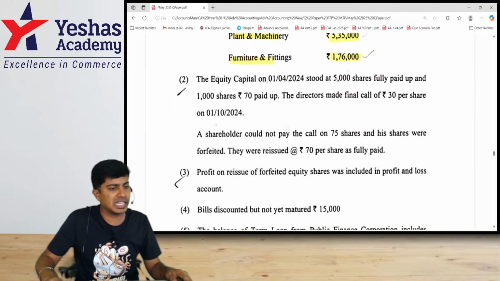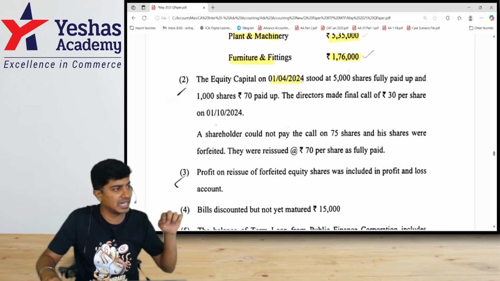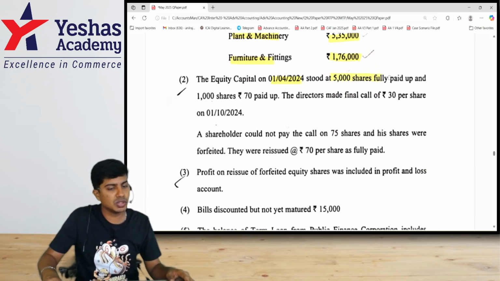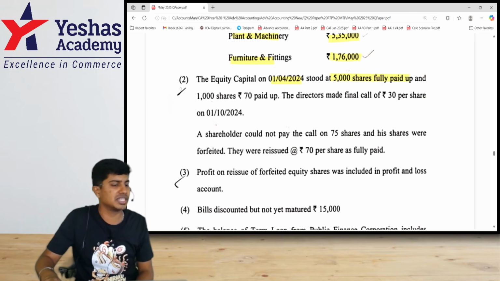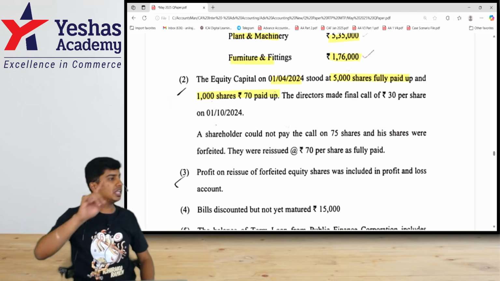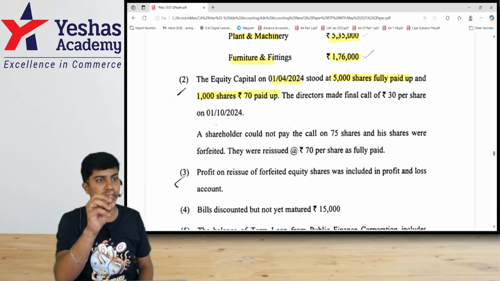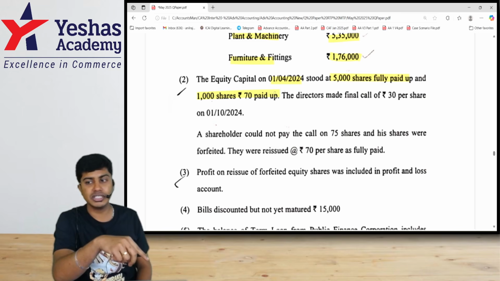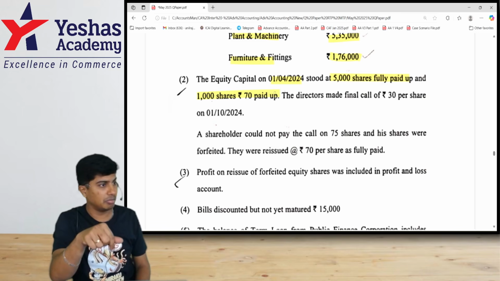Then we have equity capital on 1/4/2024, that is at the beginning of the year. 5,000 shares fully paid up. I think each share is 100. Would be how much? 5 lakh. And 1,000 shares were 70 rupees paid up. So at the beginning of the year, company had 5,000 shares of 100 each fully paid up and 1,000 shares of rupees 100 each, 70 paid up.